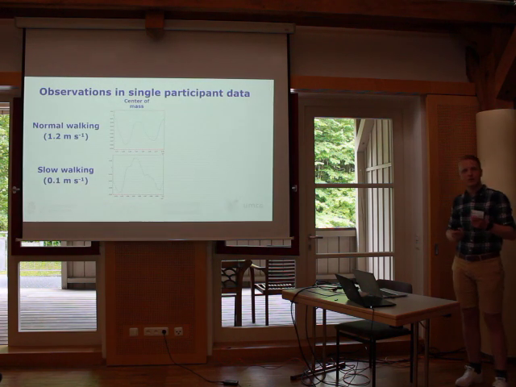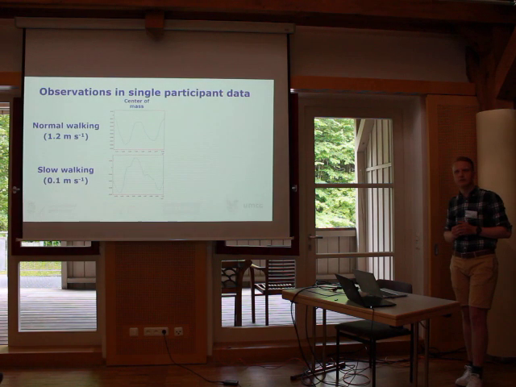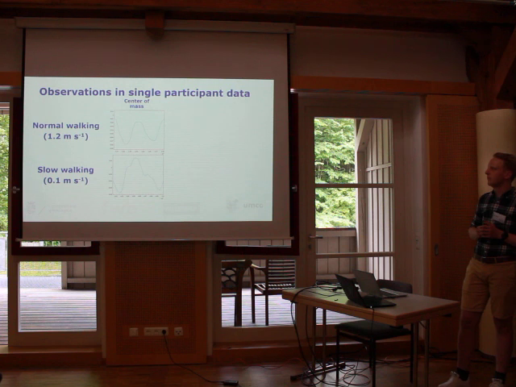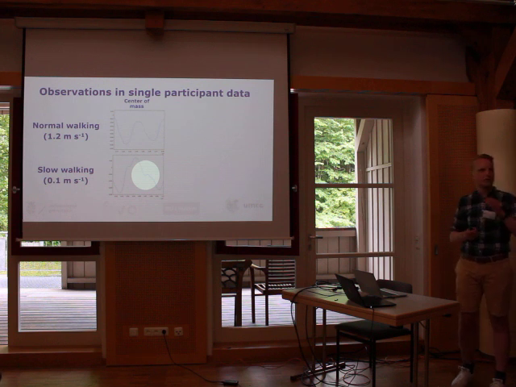We looked further into this by looking at single participant center of mass and center of pressure trajectories to see what was going on there. And this is what you would normally expect when you look at medial lateral center of mass motion. It's a nice smooth motion. But in the very slow walking, we saw things like this. So there's a bit of a bump.